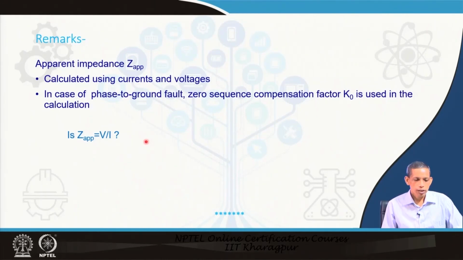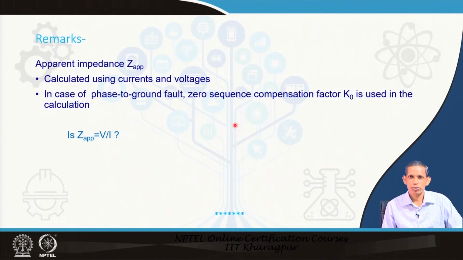So, in summary, Z apparent calculation is an integral part of the distance relay. It uses the local currents and voltage for this. For the proper relation of Z apparent, we require fault classification; the fault type must be known. In case of phase to ground fault, the zero sequence compensating factor is used only for phase to ground fault, not for any other types of fault. K0 happens to be complex also and depends upon the line parameters.